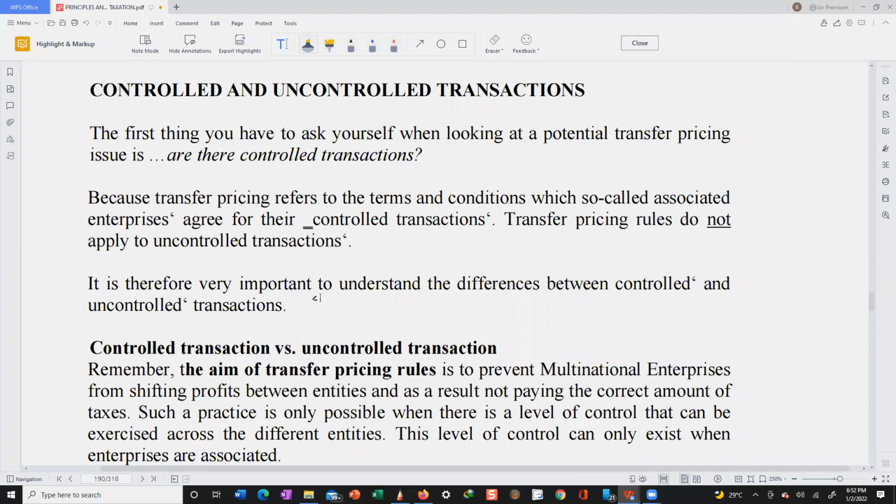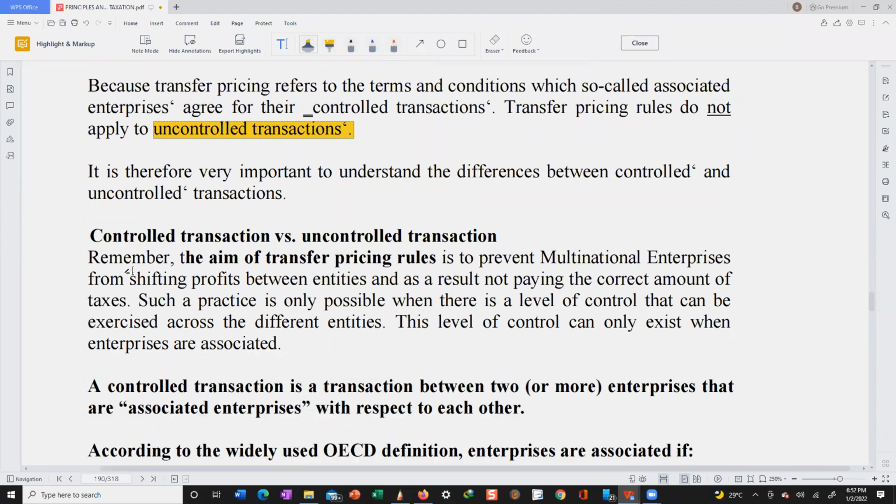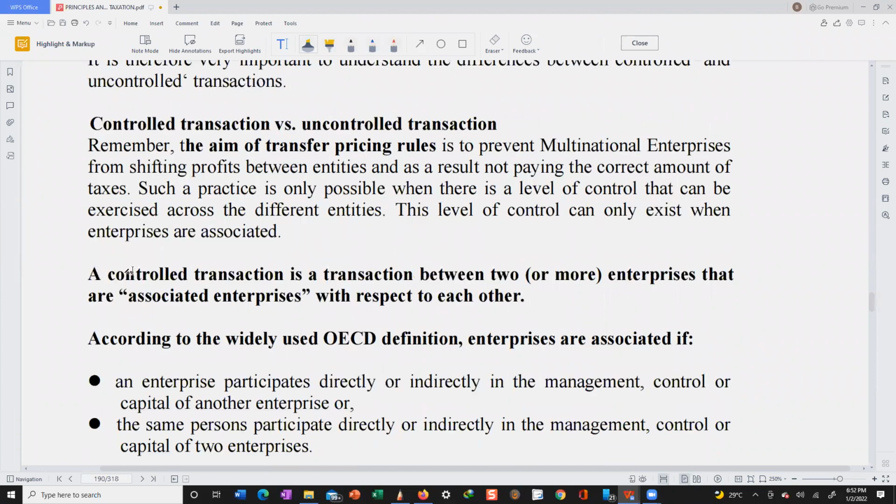Because transfer pricing refers to the terms and conditions which these so-called associated enterprises agree for their controlled transactions, transfer pricing rules do not apply to what? Uncontrolled transactions. Yes, because for those, they use the open market values. It is therefore very important to understand the differences between controlled and uncontrolled transactions. Now, controlled transactions versus uncontrolled transactions.